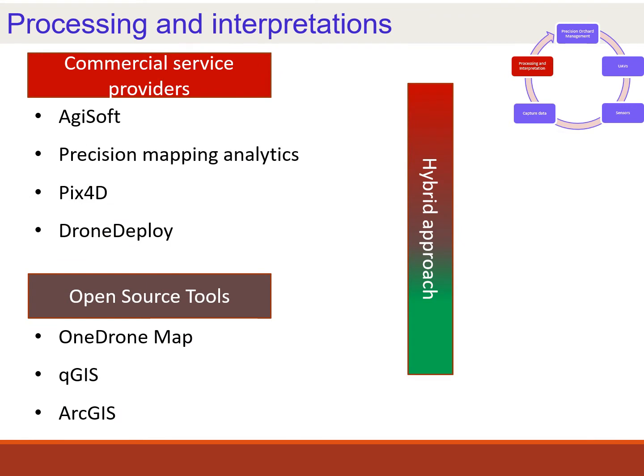Once you have captured high quality data, now it's time to do processing and interpretation to make decisions for your orchard management. There are commercial service providers which can process and interpret your data, and there are also some open source free tools available which can be used to do processing and interpretation. Some people use hybrid approaches where they take some features of commercial service providers and also some open source tools.